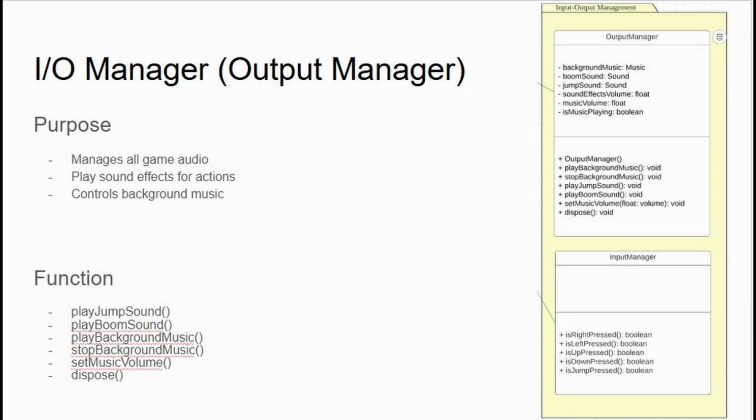The Output Manager class handles all audio in our game, such as sound effects and background music. It manages sound effects like jump and boom sounds, ensuring actions feel immersive. It can also control background music, allowing us to adjust the volume or disable it.